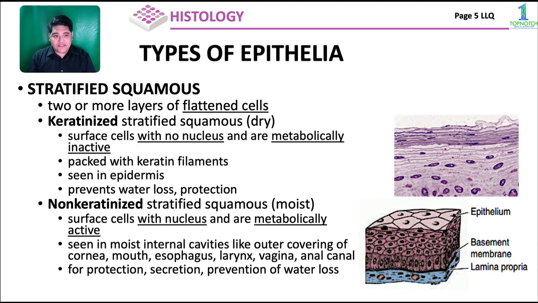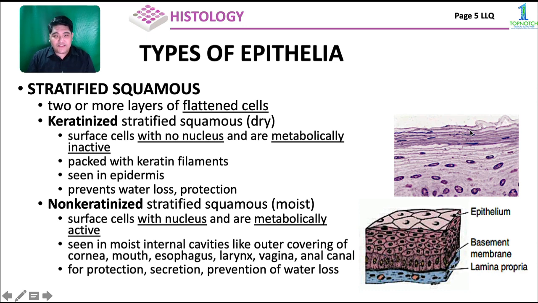Then we have your stratified squamous. Stratified patong-patong, kaya nga 2 or more layers of your flattened cells. Then we have 2 types, no? Your keratinized, yung nagkakalyo, and your non-keratinized. No, usually you're moist, like your vaginal canal. Now, your keratinized stratified squamous or dry, ang kanyang surface cells, wala siyang nucleus and are metabolically inactive. It has a lot of keratin filaments, usually seen in the epidermis.